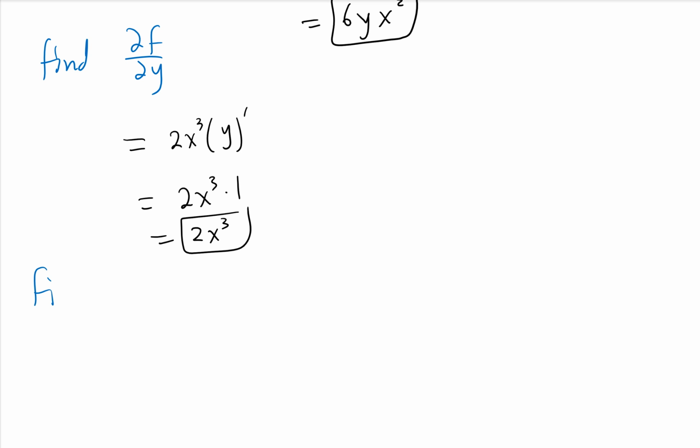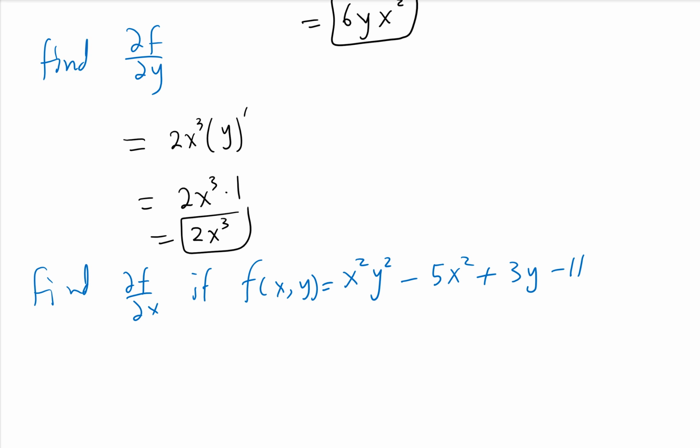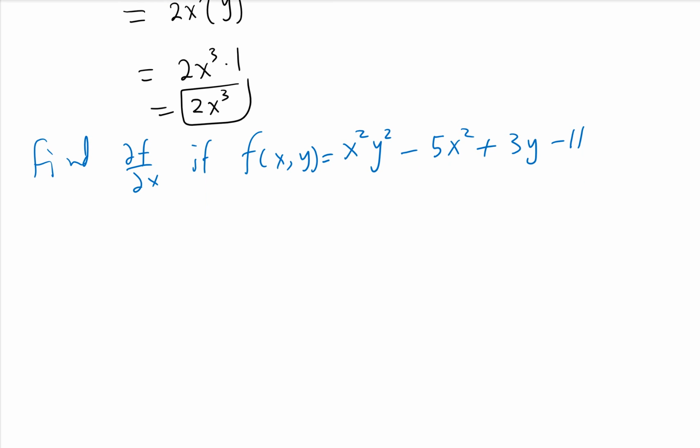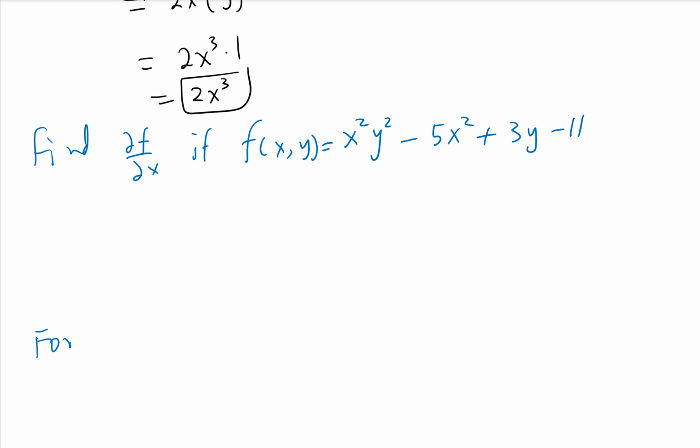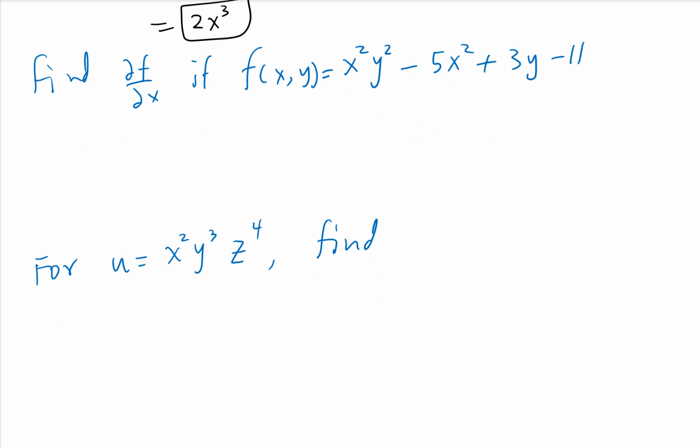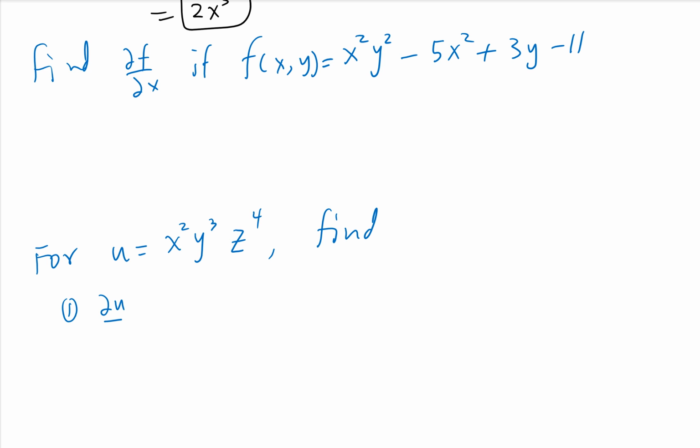Same, find partial f partial x if f of x y equals x squared y squared minus 5x squared plus 3y minus 11. You can have 3 variables, and we'll ask you to find number 1, partial u with respect to x, partial u with respect to y, partial u with respect to z.